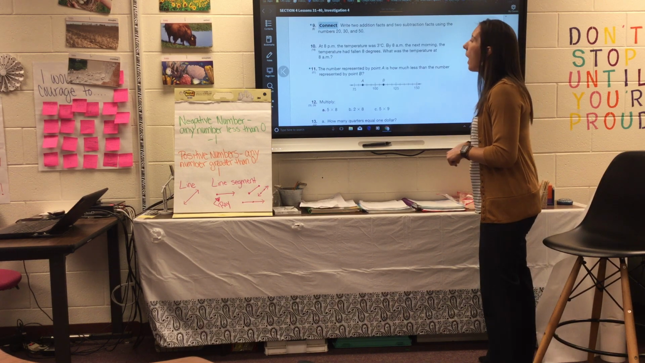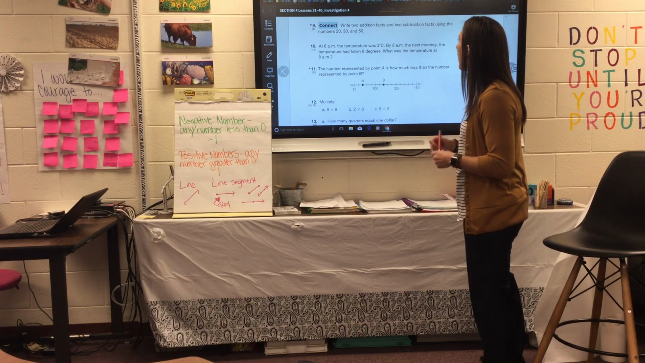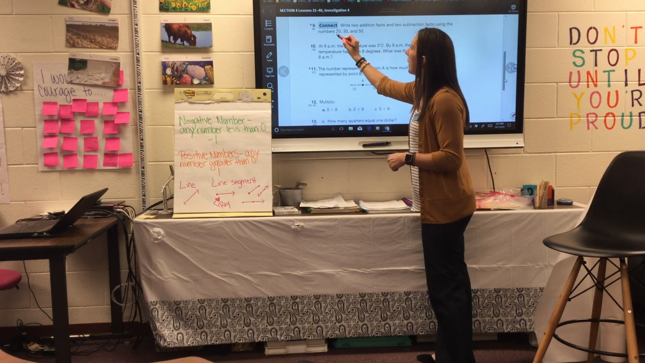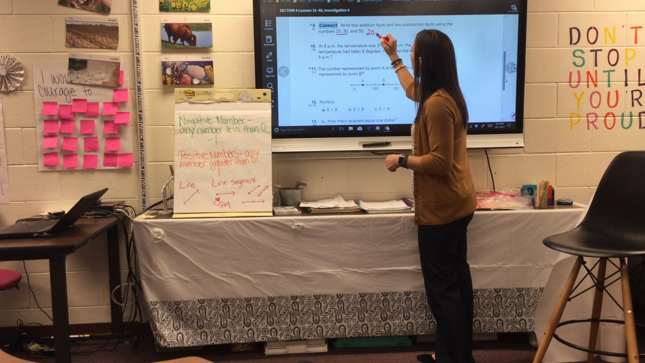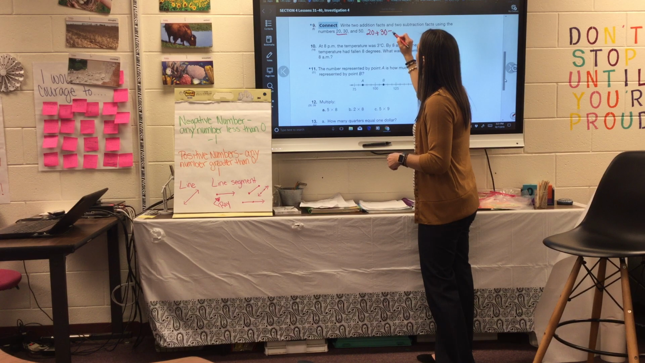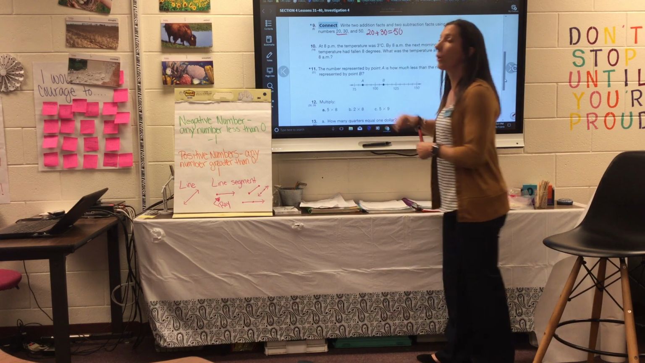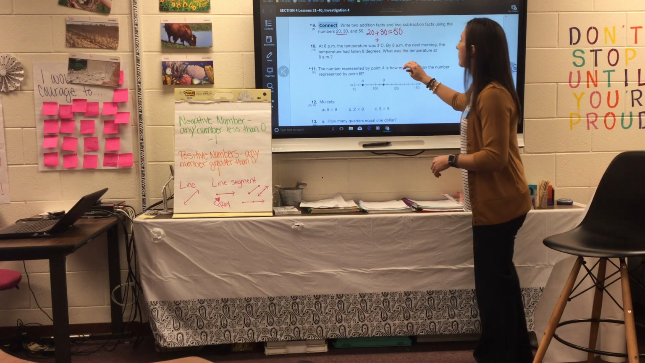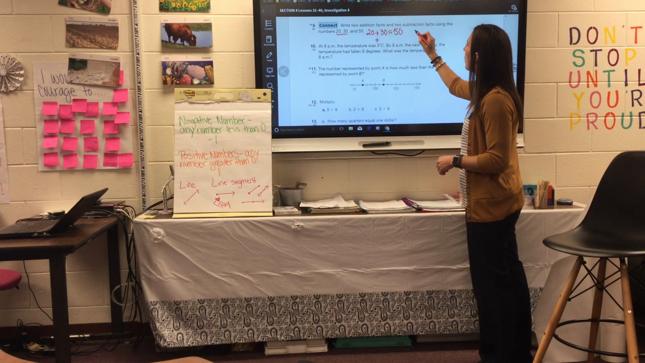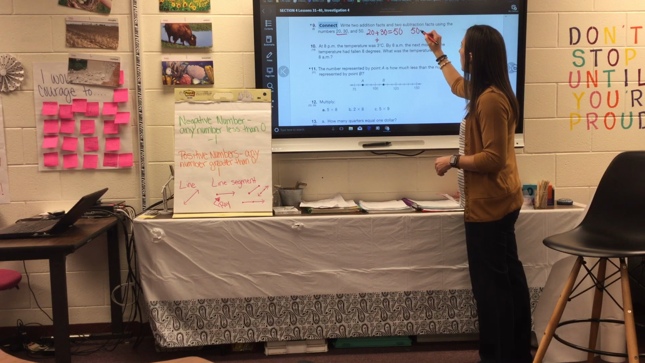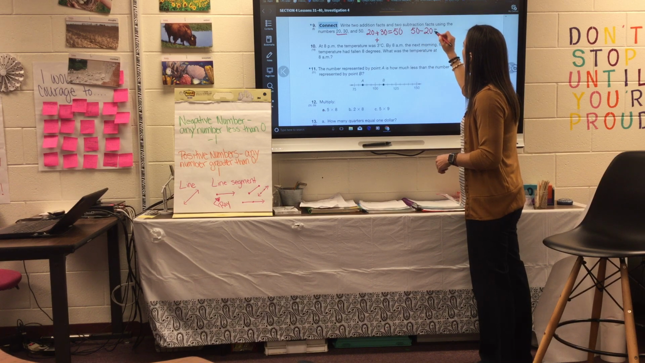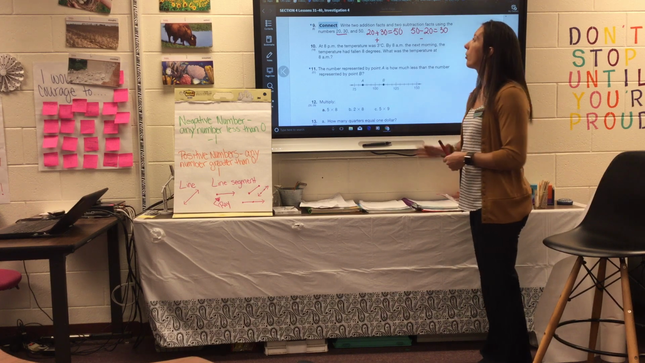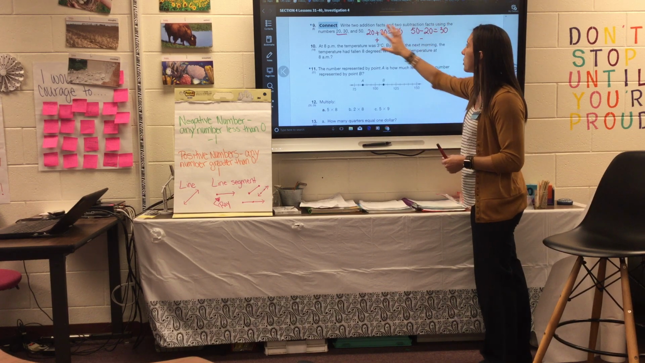Number 9, I'm only going to do part of it. It says write 2 addition facts and 2 subtraction facts using numbers 20, 30, and 50. So these are my add-ins. So I do 20 plus 30 equals 50. So I want you to go ahead and write the other addition fact. And then we're going to do the subtraction fact. So 50 is a greater number, so I have to do 50 minus 20 equals 30. And I want you to do the other subtraction fact. So you should have 4 of these, 2 addition, 2 subtraction.